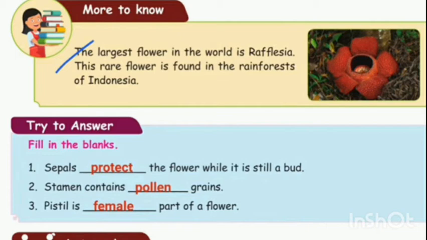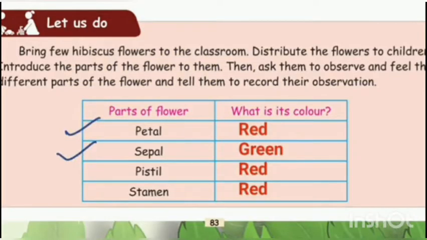Let us do, children. Take a hibiscus flower and observe. Then I'll ask this question. What are the parts of a flower? Hibiscus. Petal, sepal, pistil, stamen. What is its color? Petal is red in color. Sepal is green. Then pistil, red color. Stamen, red.